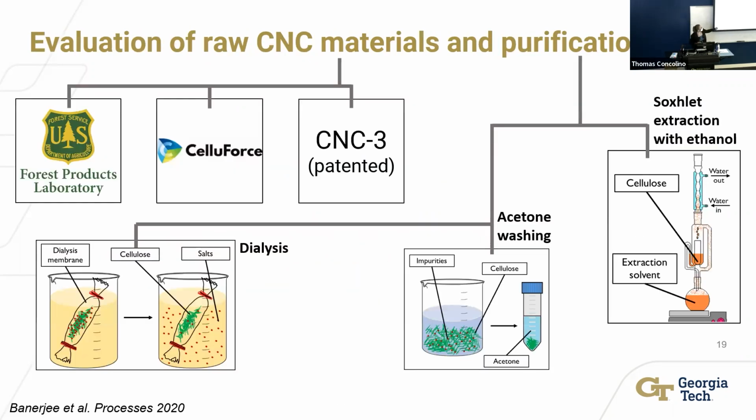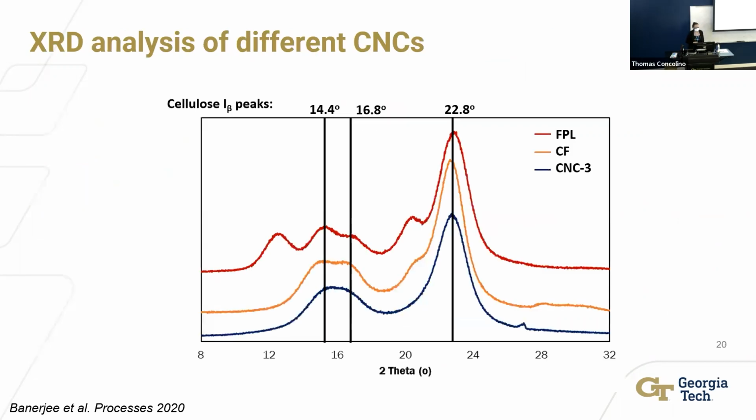So we have the 3 sources of the cellulose, and then we did 3 different cleaning procedures on them, right? I said there's leftover things from the extraction process. The one was dialysis, trying to remove salts and other contaminants that might be present. Then we did acetone washing, and then oxalate extraction with ethanol. Both of those should remove more strongly stuck organic materials such as hemicelluloses from the surface.